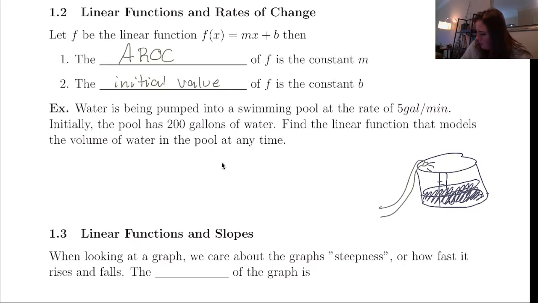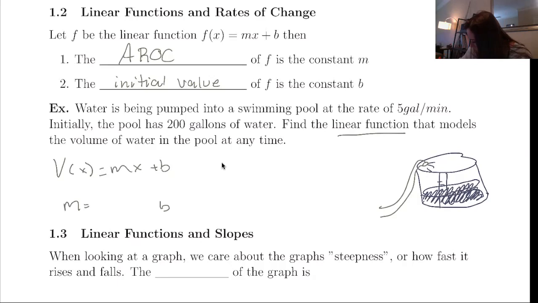So I want to find a linear function that models the volume of the water in the pool. So we're modeling water, so I'm just going to call our function v of x. I usually like x to be our variable. All right. So it's going to be mx plus b because we're told that it's a linear function, right?